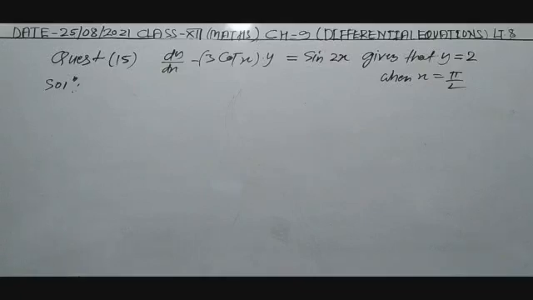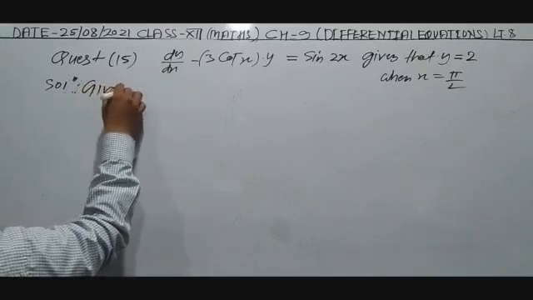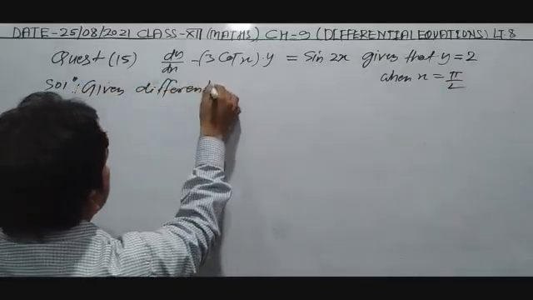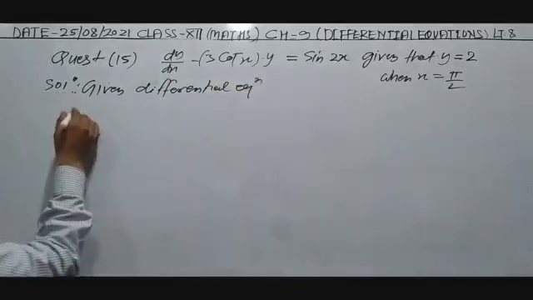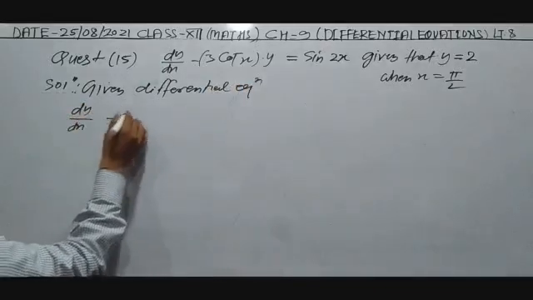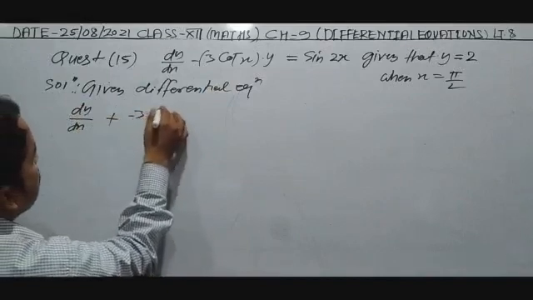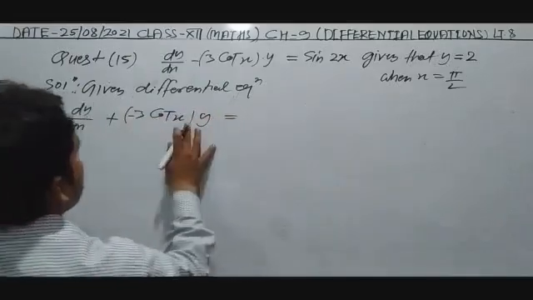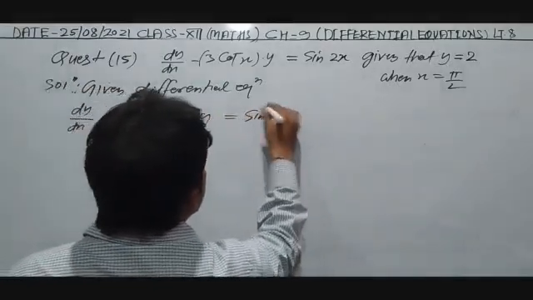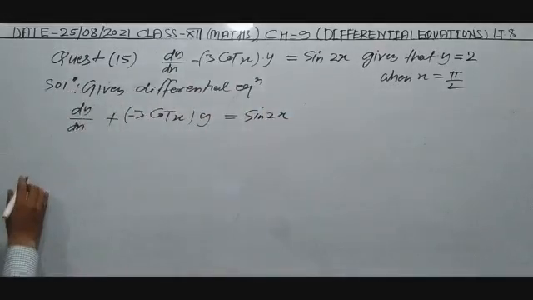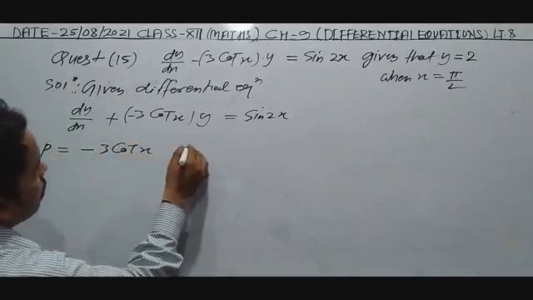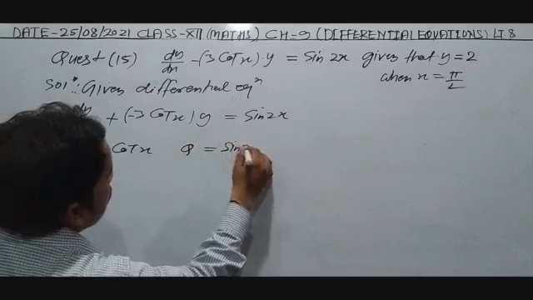So now, first of all we have to write the given differential equation. The given differential equation is of the form dy/dx plus minus 3 cot x times y is equal to sin 2x. After comparing with the general form, you will get p is equal to minus 3 cot x and q is equal to sin 2x.